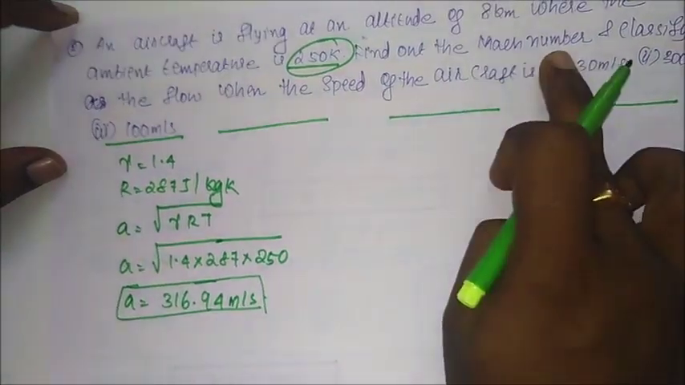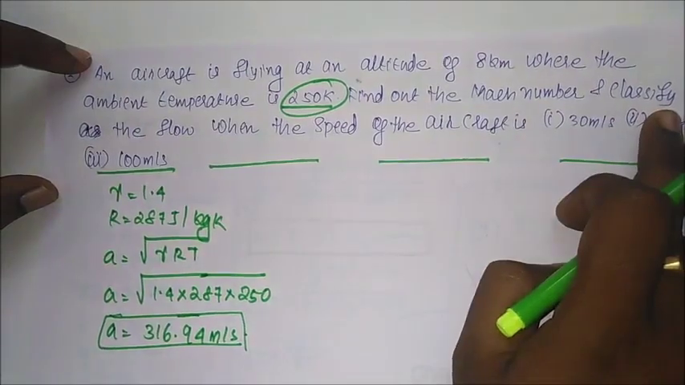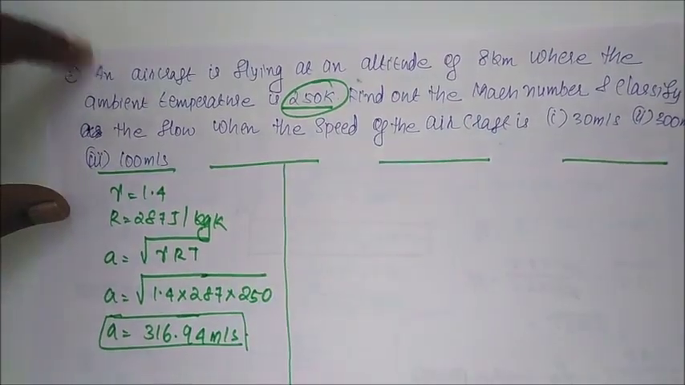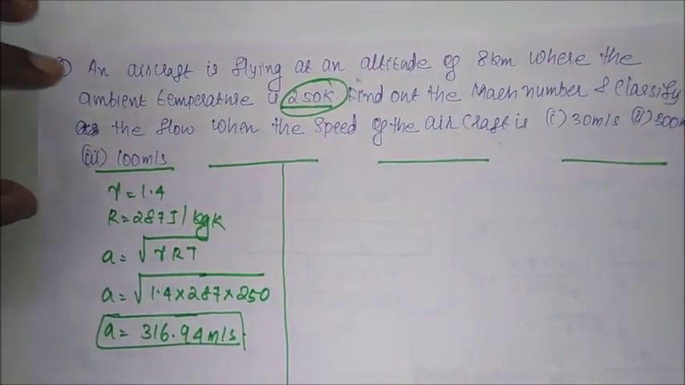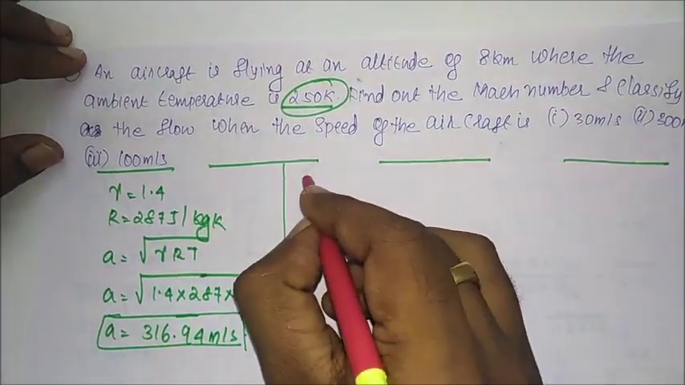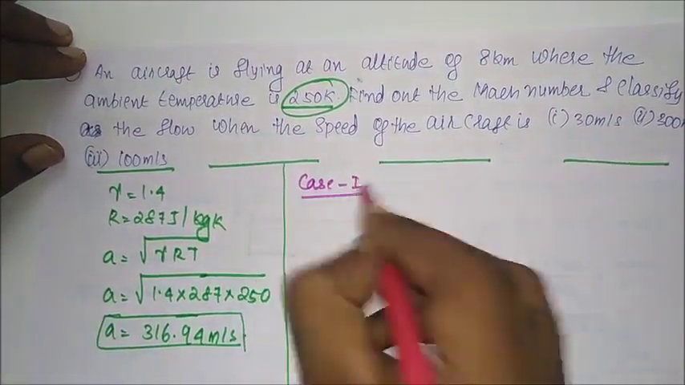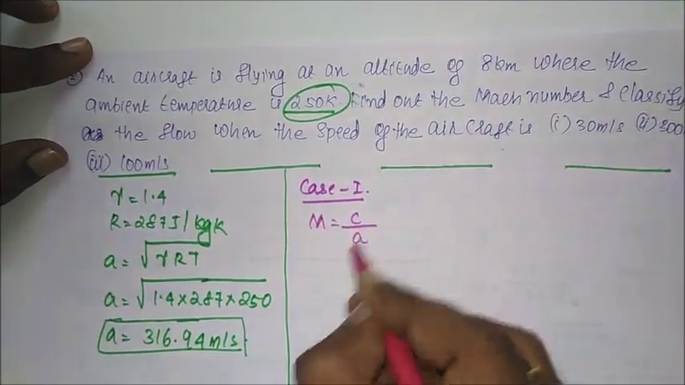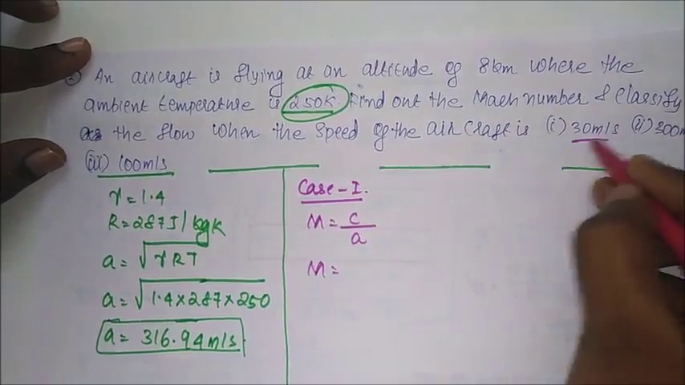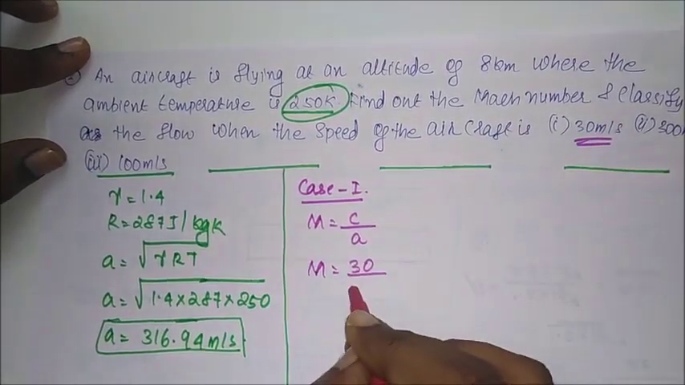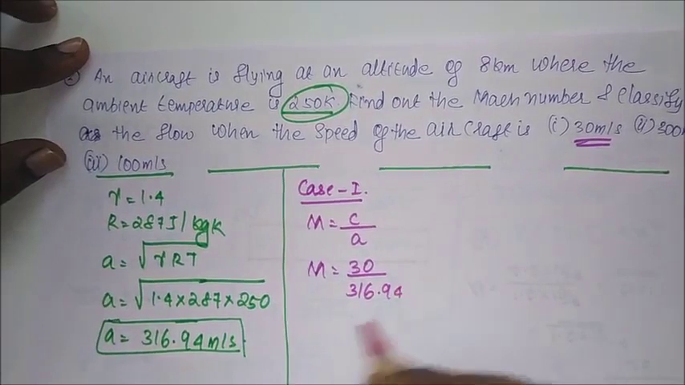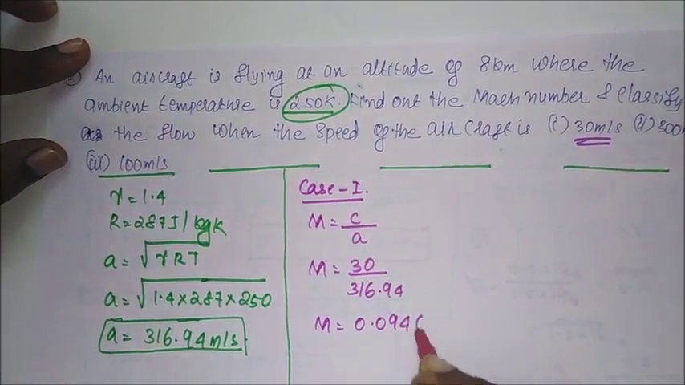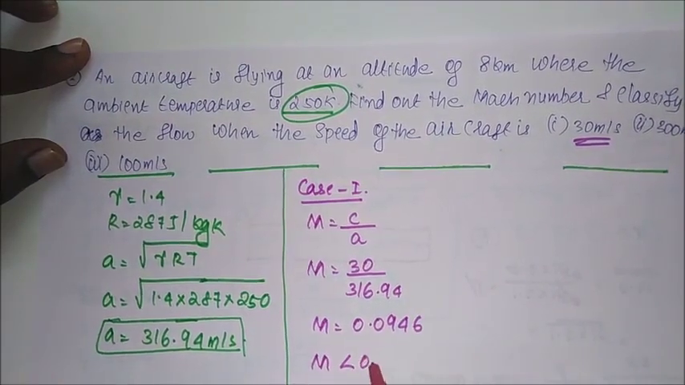Okay, we have to find out the value of the Mach number when the velocity of the object is 30 meter per second. That is case 1. M is equal to C by A. What is the value of C? The velocity of the object is 30, divided by A, which is 316.94. Therefore, M is approximately 0.0946. That is, M is less than 0.3.